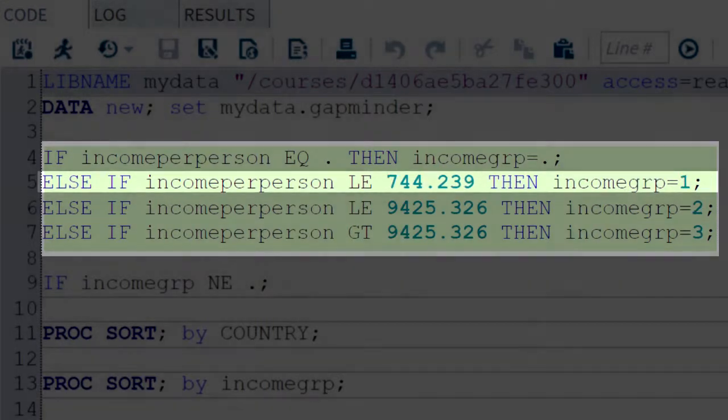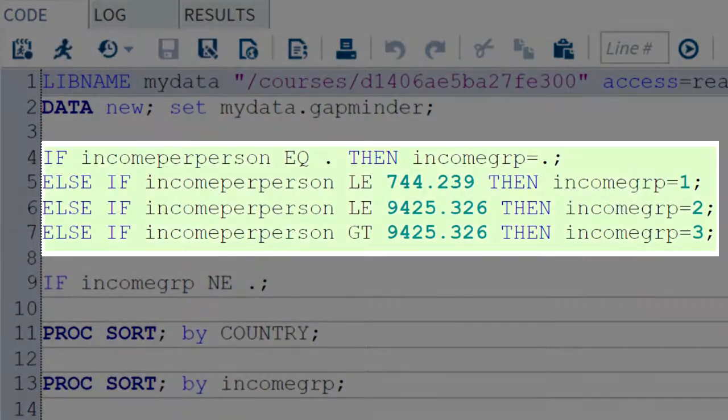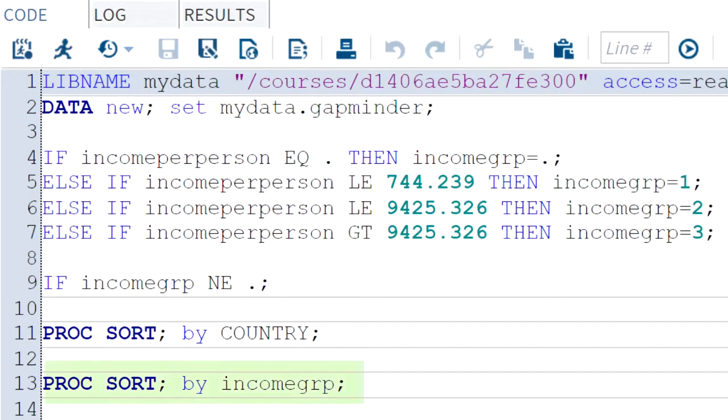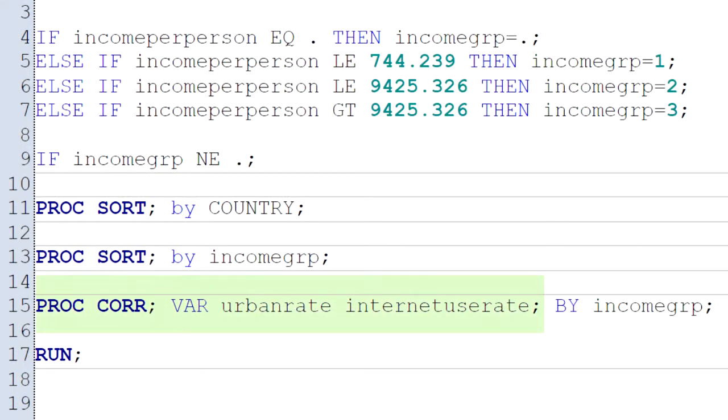The adjustments we make with the correlation coefficient are very similar to the adjustments we made to our ANOVA syntax and our chi-square syntax when testing moderation. We begin by creating the third variable, a new categorical variable called income group. We sort the data by this new categorical third variable. Next, we run the correlation between urban rate and internet use. And then we include a BY statement telling SAS to calculate the correlation coefficient for each income group.